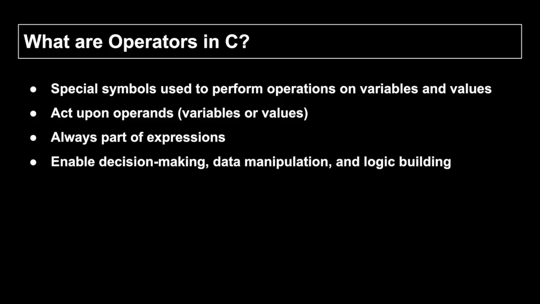What are operators in C? Operators are special symbols used to perform operations on variables and values. They act upon operands, which can be variables or constants. Operators are always part of expressions and are crucial in programming. They help us make decisions, manipulate data, and build logic.